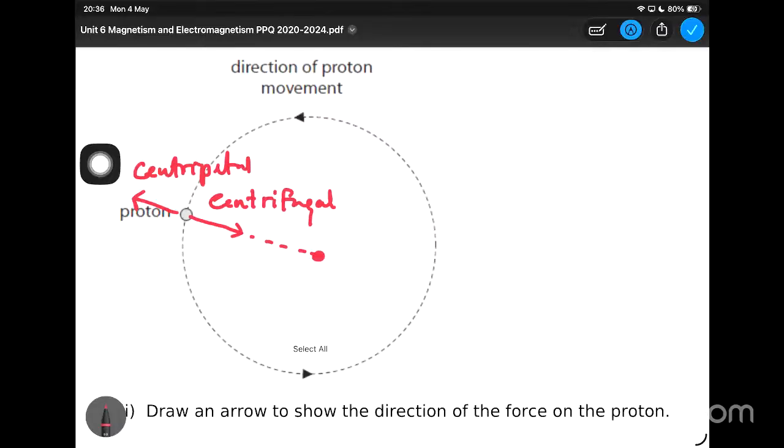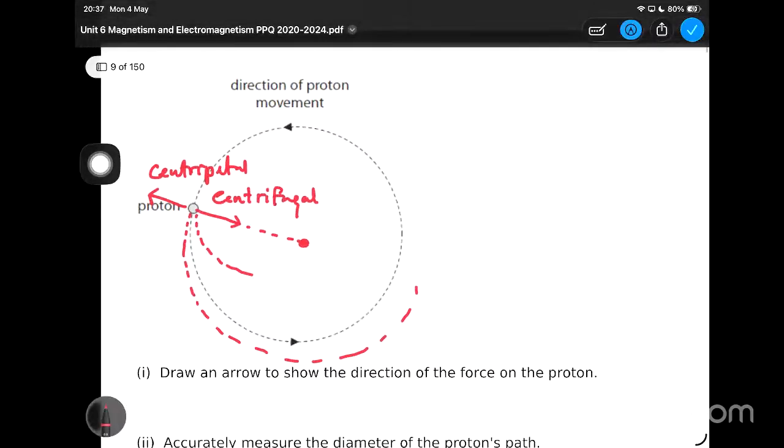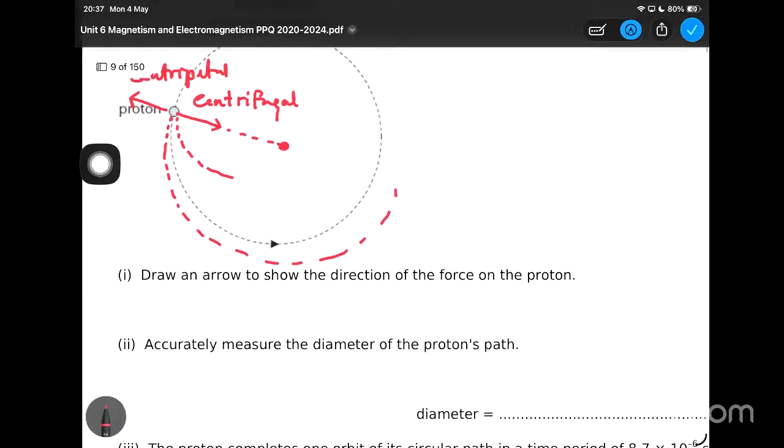Just imagine the centripetal force is higher than the centrifugal force, then the proton will be moving in a path like this, right? If the centrifugal force is higher than the centripetal force, then the proton will be moving like this, going towards the center, right? So we'll discuss those forces in the next few lessons. So no need of that.